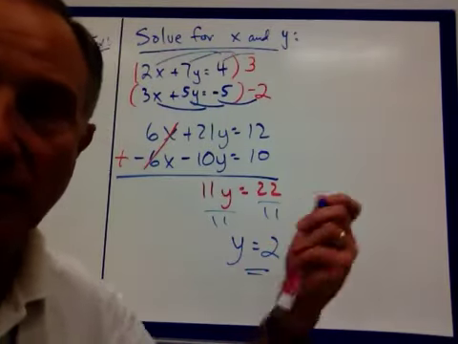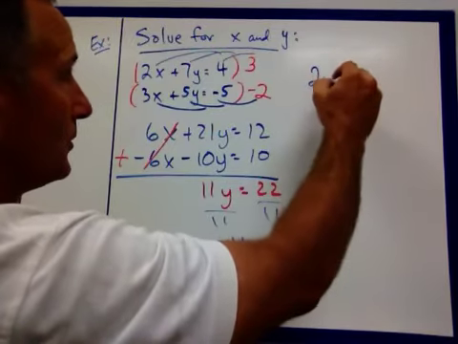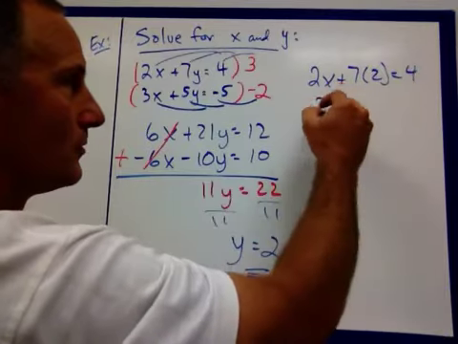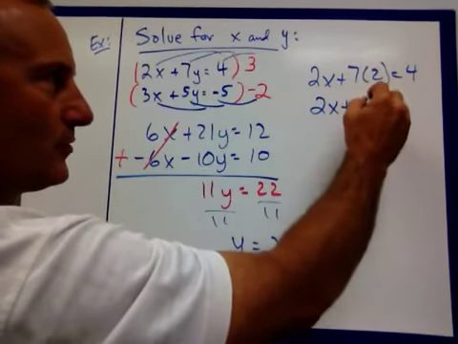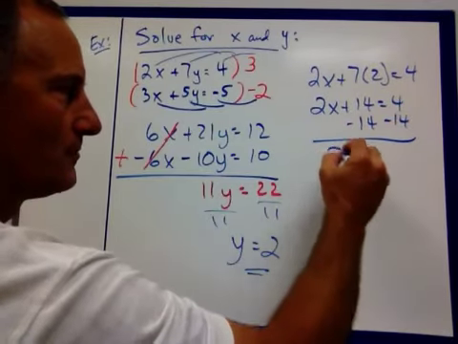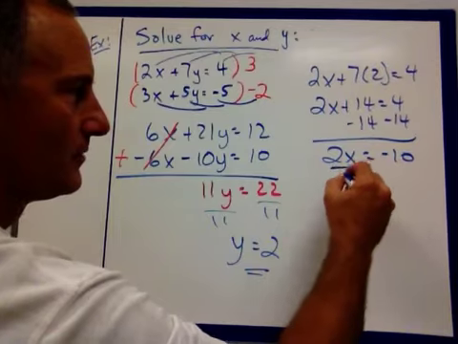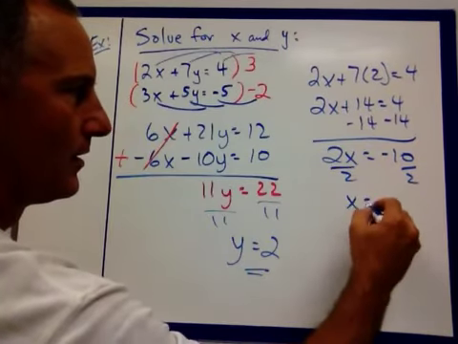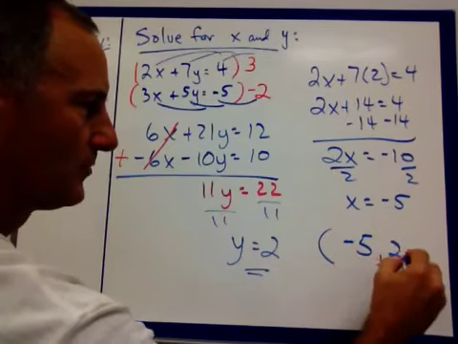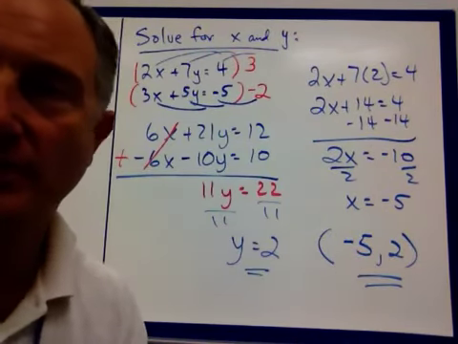Okay? Take it, plug it back into either equation. It doesn't matter. I'll take the first one. 2x plus 7 times 2 equals 4. 2x plus 14 is equal to 4. Subtract the 14. I get 2x equal to negative 10. x equal to negative 5. What's my answer? Negative 5, 2. If I'd graphed them, you guessed it, that's where they'll intersect.